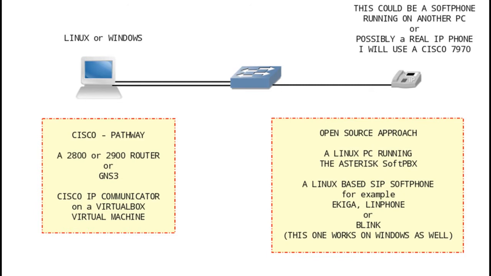If you wish to replicate this video or possibly demonstrate it to your students, there are 2 main approaches. You can go via the Cisco pathway, so if you're a Cisco Networking Academy for instance, you have 2800 series routers or 2900 series routers or even GNS3, you can use those to create a voice over IP server and then use the Cisco IP communicator as a soft phone or real Cisco IP phones if you have them.